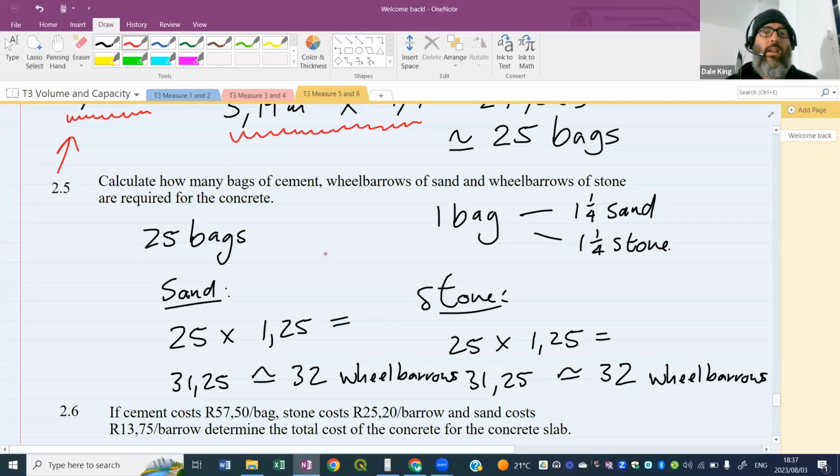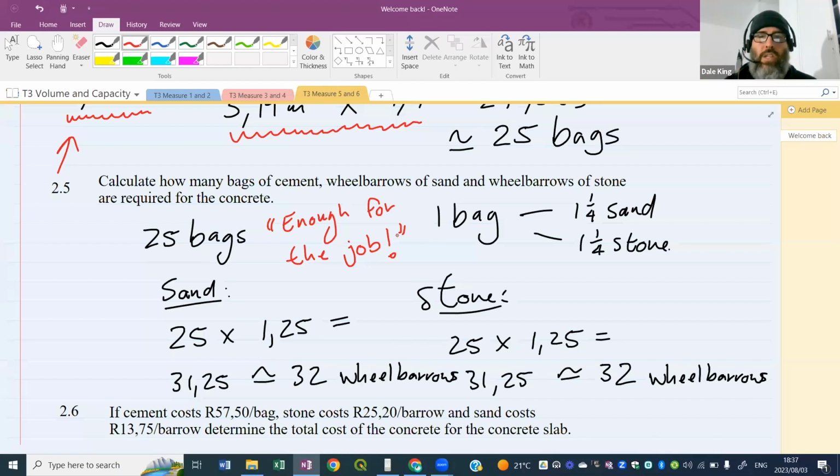So let me write that in red here. You need enough for the job. You need enough for the recipe. So when they ask you to make a recipe or do a job or complete a task, you need to have enough to complete the task. Don't chop those decimals off and say, I'm rounding down, because you won't have enough to complete the task. So there's a certain case where we do round up, even though it's comma 2.